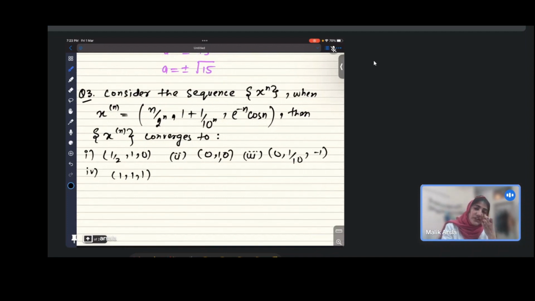So this is the question. You have been given a sequence, and you have to find out to which value it converges. So how will you do it? What do you mean by the convergence of vectors?